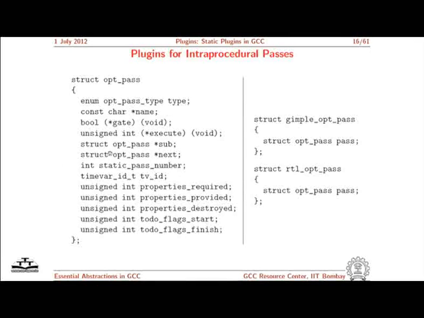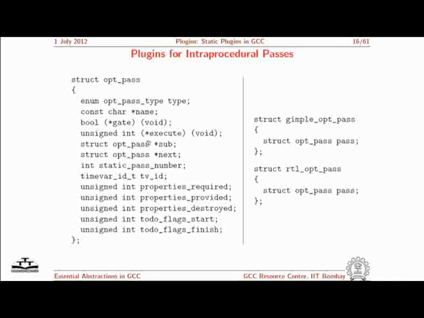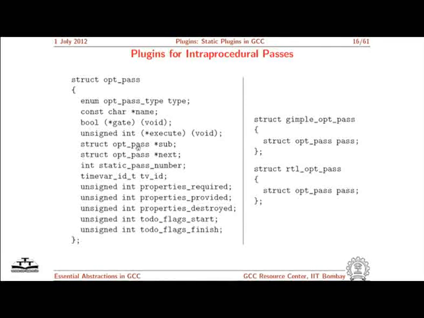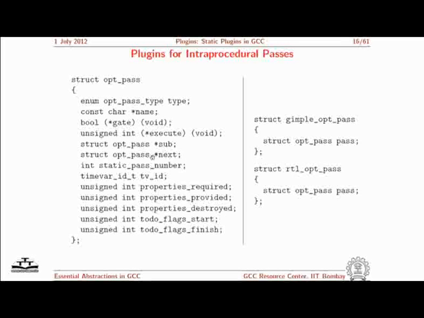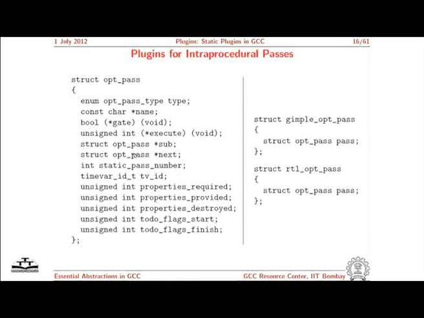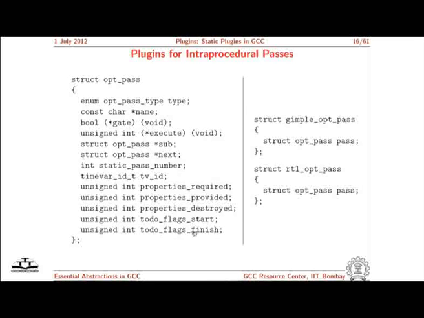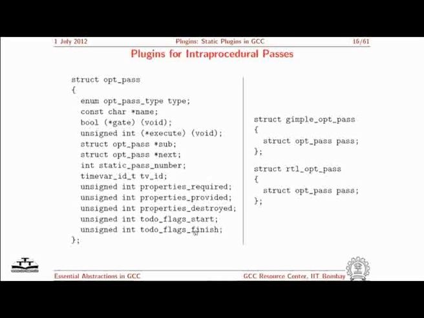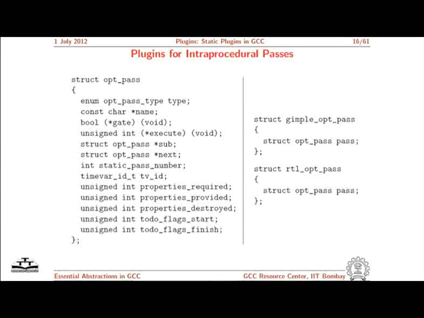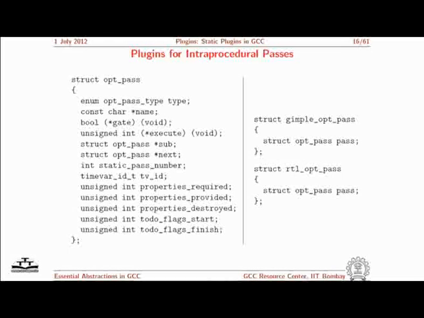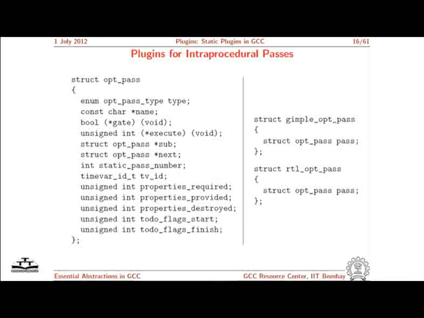Yes. So look at this. This is struct opt_pass, and subpass is a pointer to struct opt_pass. Similarly, next is also a pointer to struct opt_pass. And then there are the other fields: properties required, properties provided, properties destroyed, todo_flags_start, todo_flags_finish, etc. So the structure has been designed keeping in mind the needs of a person who writes the pass. Most of the things that you want to do can be specified in terms of this. It's a fairly well engineered structure. Now you could have something called a Gimple pass, you could have something called an RTL pass.